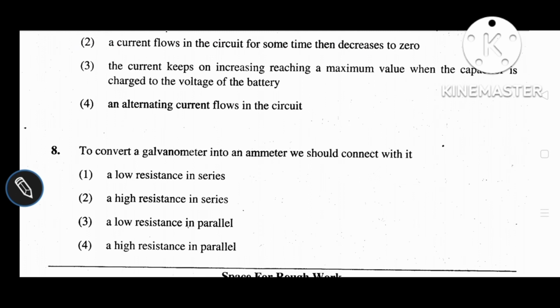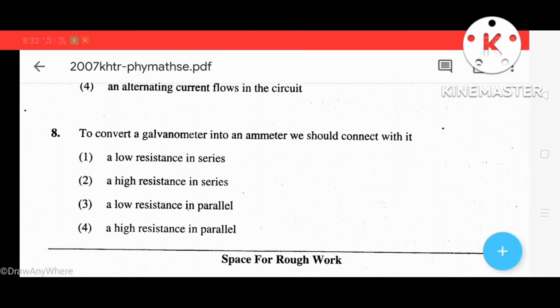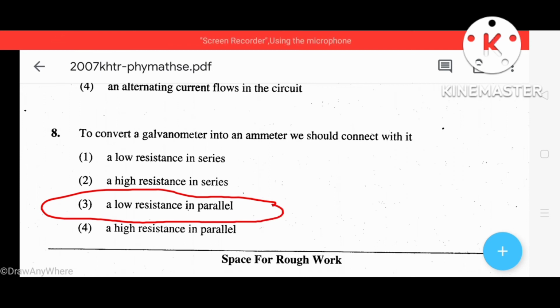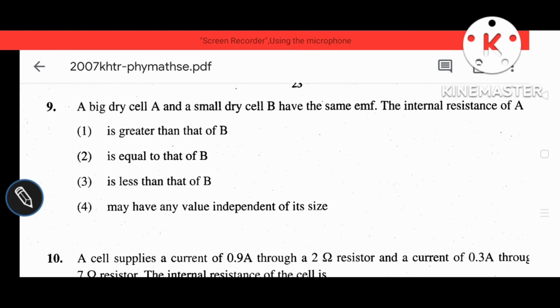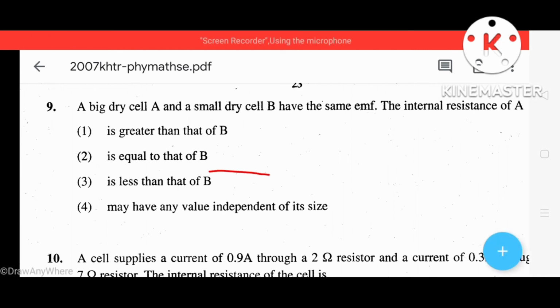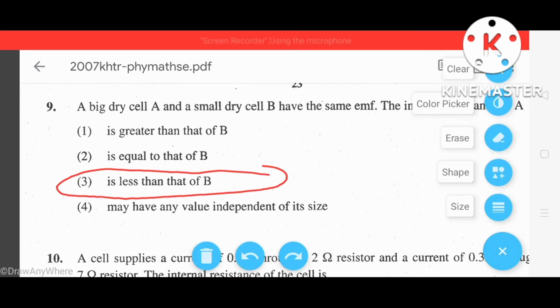Next, question number 8. To convert a galvanometer into an ammeter, we should connect with it a low resistance in parallel. That is option number 3. Always we are going to consider the parallel connection here for the resistance. That is option number 3 is the correct answer here. Question number 9. A big dry cell A and a small dry cell B have the same EMF, then the internal resistance of A is always less than that of B. That is option number 3 will be the right answer for the 9th one.